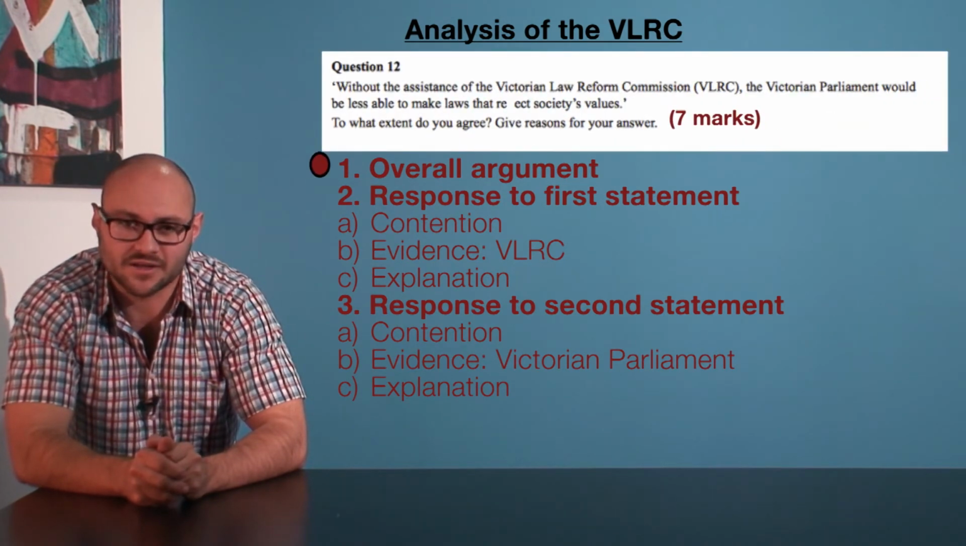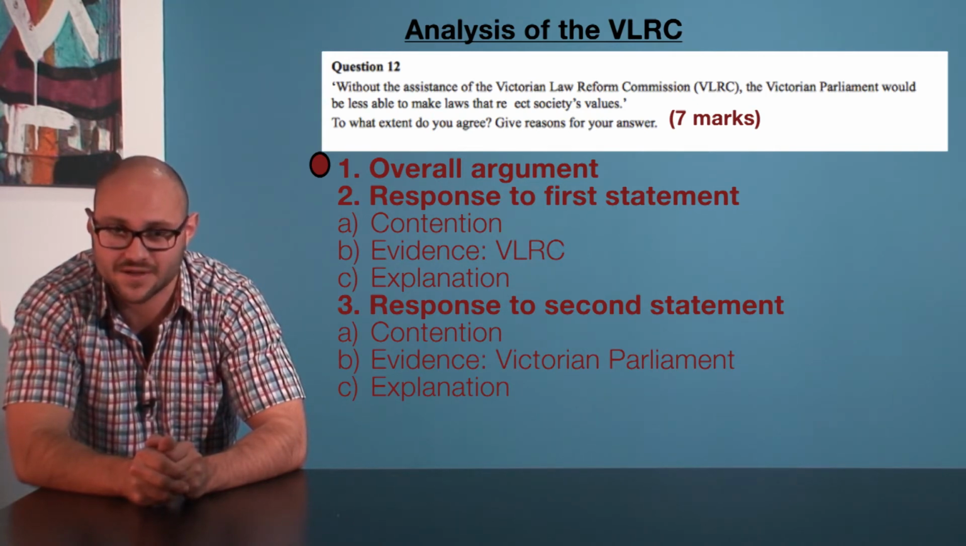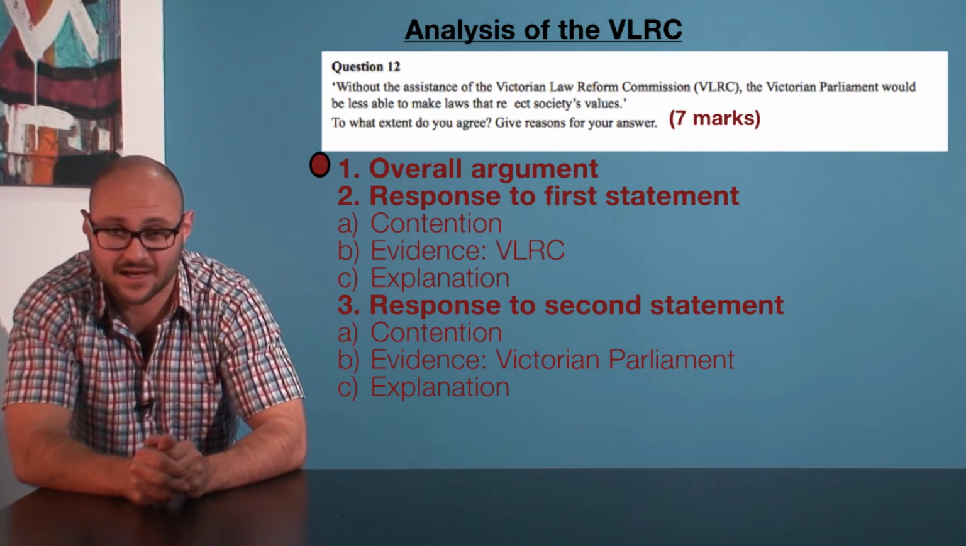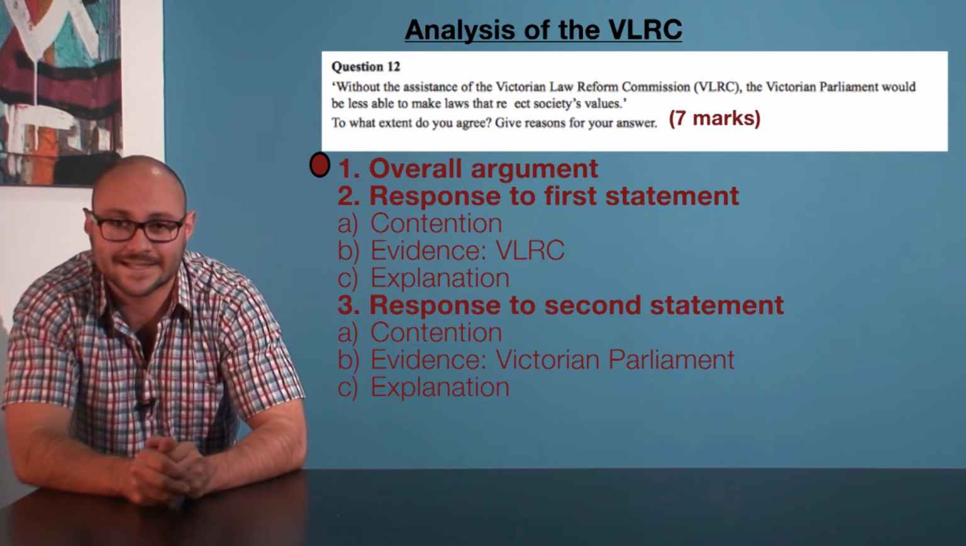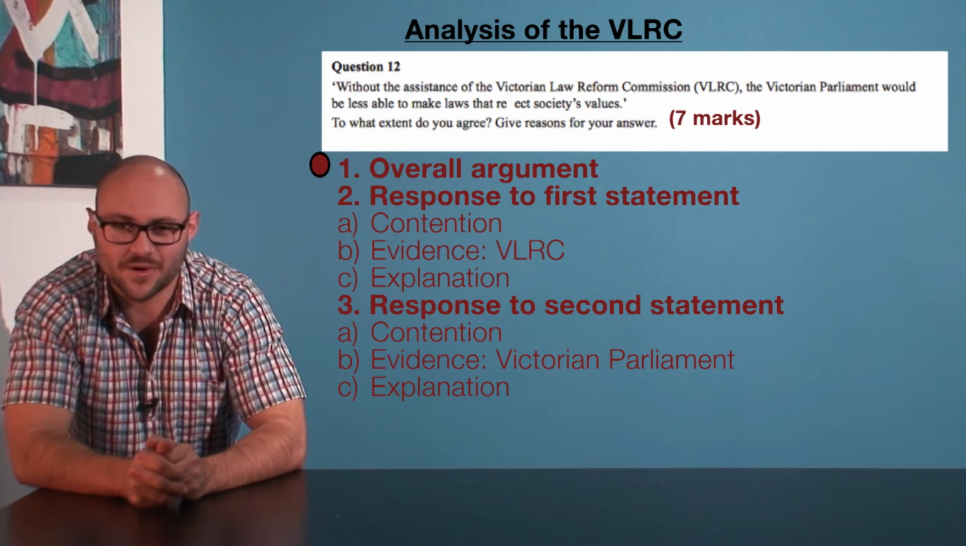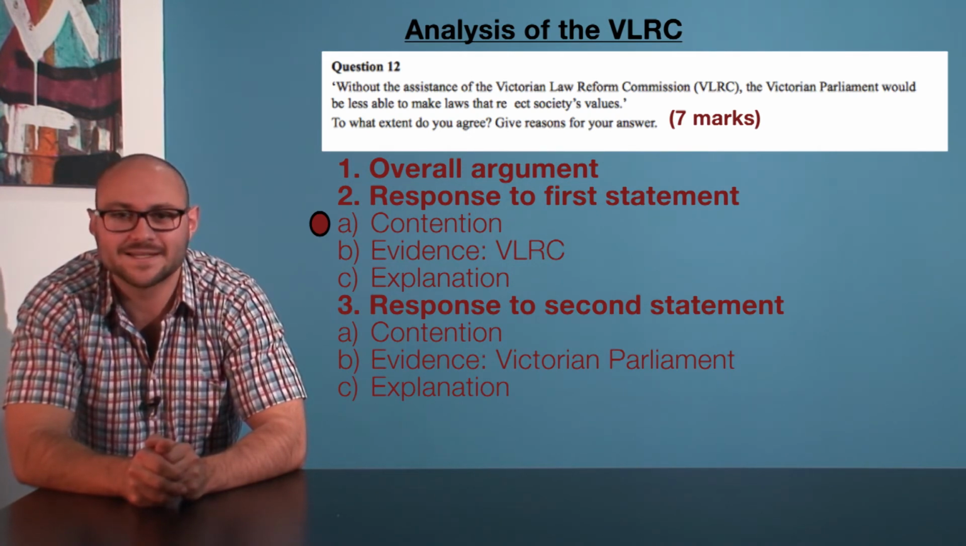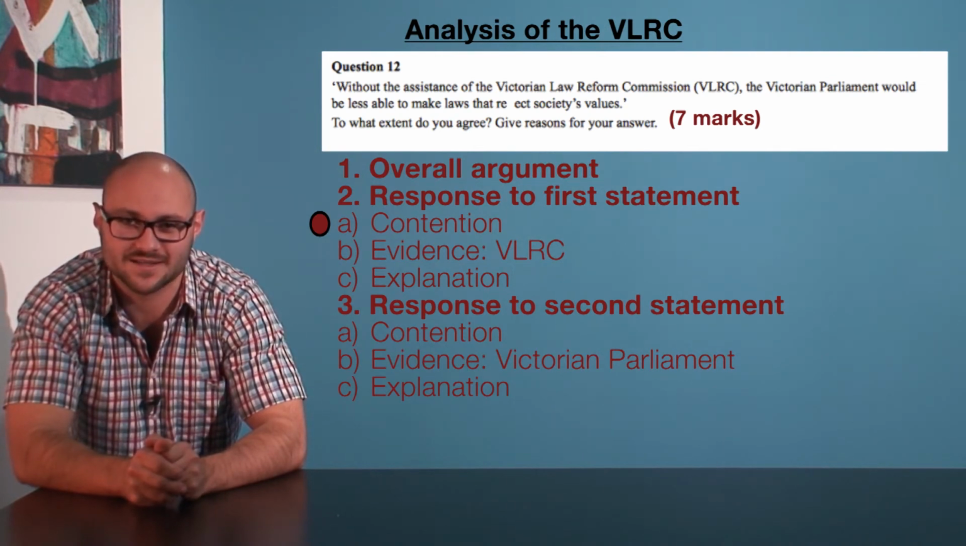For our overall argument, we could say, the VLRC certainly helps Victorian Parliament to understand why the public holds certain social values, yet Parliament does not need the VLRC to make law that reflects social values. Note that we have taken clear positions on both statements in the question. Next, we need to respond to the first statement, that the VLRC does help to make laws that reflect social values. If we wanted to agree with the question, we could say, by listening directly to the community, the VLRC does help to make laws that reflect society.